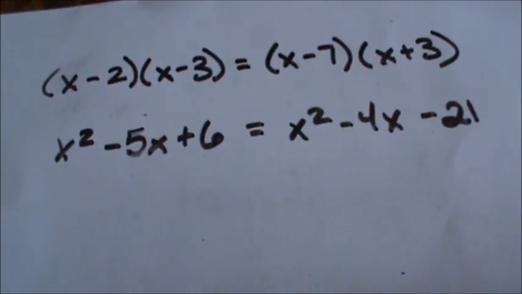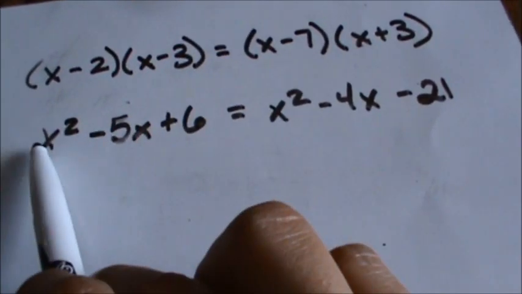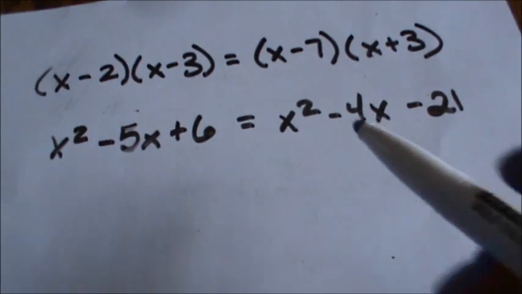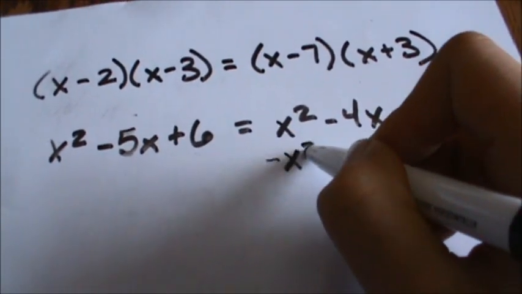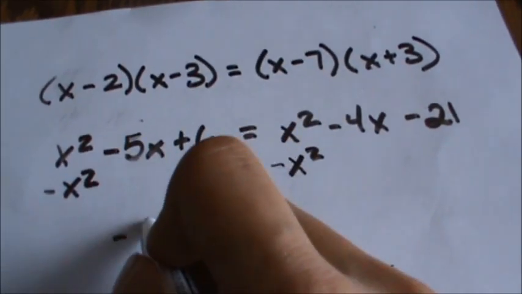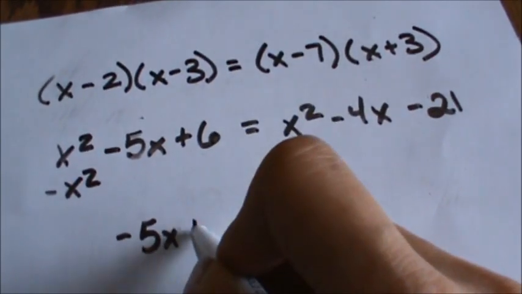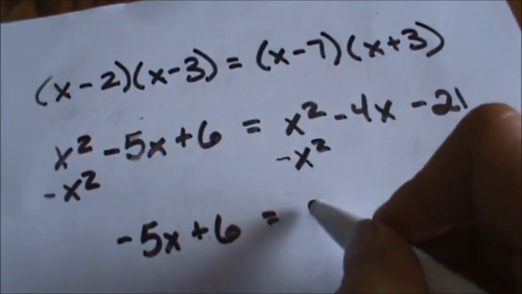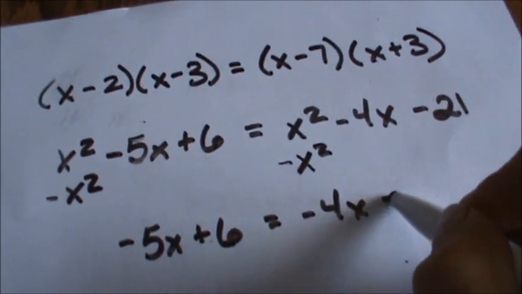Now, here's the equation I have. Right now, we don't know how to solve equations with the x squared, so there should be a step we can do to get rid of them. And that would be to subtract it on both sides. If we do that, we end up with the equation negative 5x plus 6 equals negative 4x minus 21.